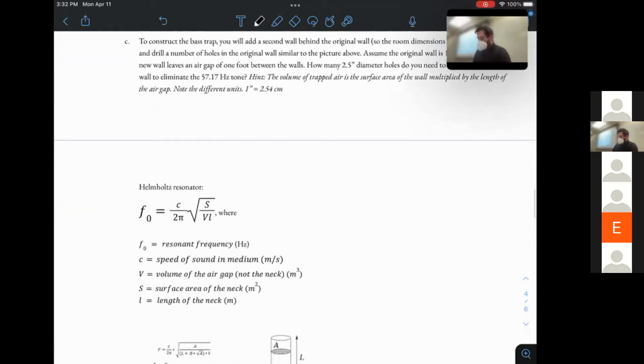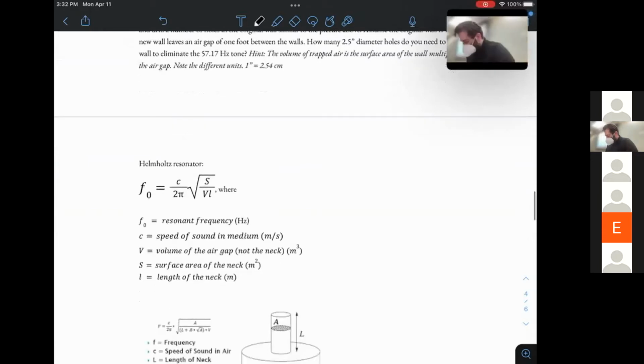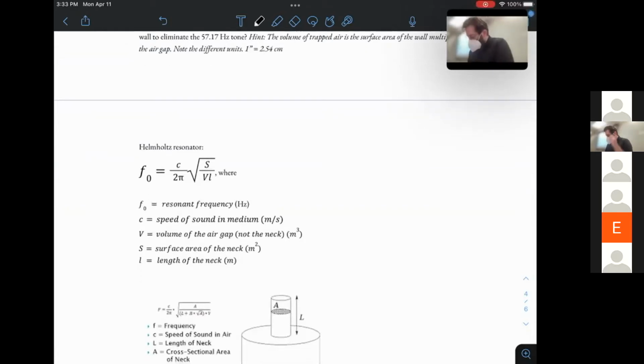So I got an equation here for you. And it's going to tell you the resonant frequency, and what you have to give it is the speed of sound in the medium, which in our case is just air, so 343. The volume of the air gap, so not the neck here, we're interested in the volume of the air gap. And what that's going to be is the area of the wall multiplied by the distance between the new wall and the old wall. Can you guys picture that? That makes sense, right?